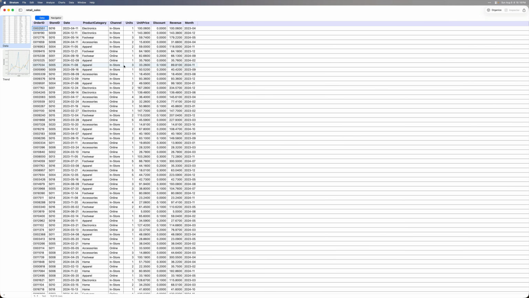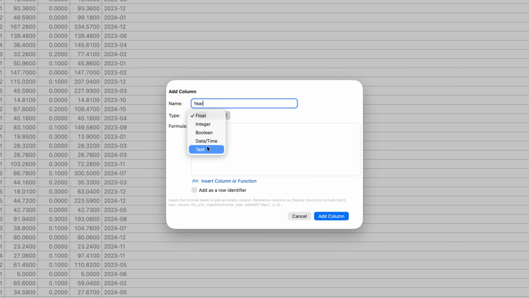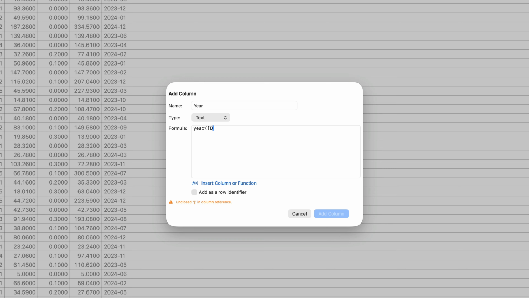A trend line follows one series through time, but often the question is different. My categories all changed from last year to this. Who rose? Who fell? Did the ranking shuffle? That's the slope graph. I derive a year label, the year of each date, wrapped in text so it counts as a category. Then open the slope graph in long form.